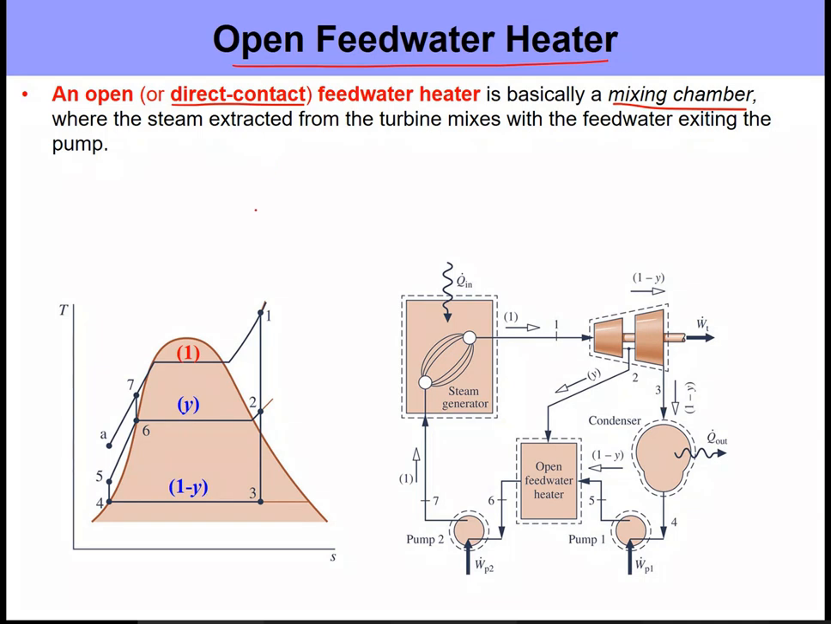Now, let's look at this in more detail. We said we need to extract some part of the mass fraction from the turbine and so on. So let's look at what's happening in here. Okay, so here we said in an open feed water heater, we are extracting steam from the turbine and mixing it with the feed water exiting the pump. Okay, so let's look at this. This part here is the feed water heater, or the heat exchanger where we are having a mixing between the two streams.